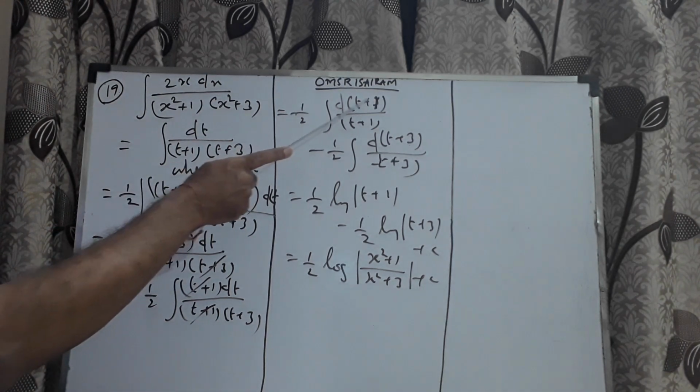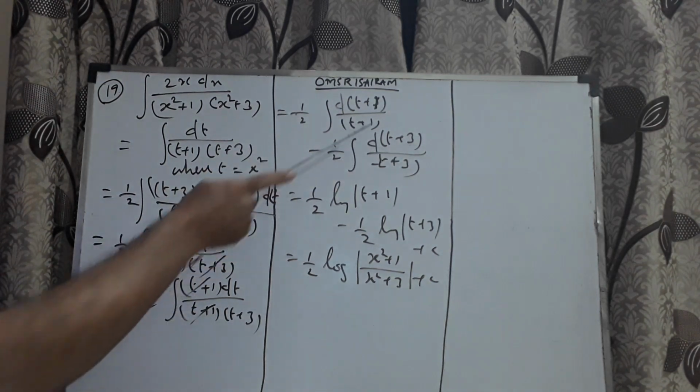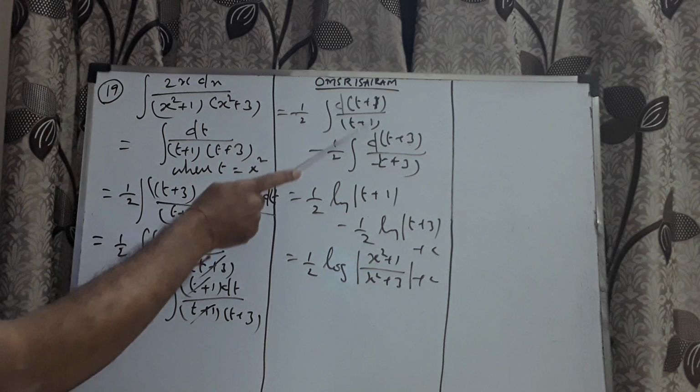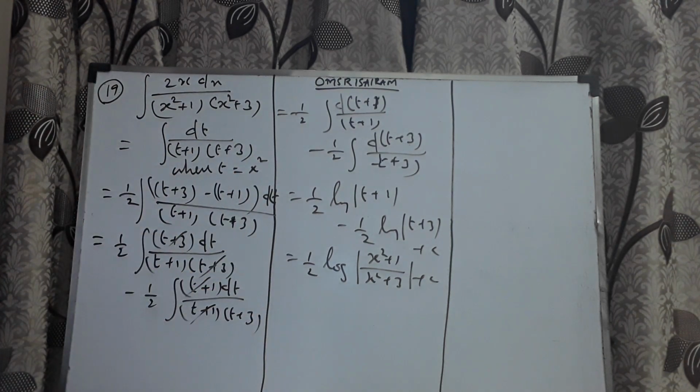I already told you to write d of t plus 1 is dt, d of 1 is 0, d of t plus 3 is dt, d of 3 is 0. So to form d of f of x by f of x, the format is half log mod t plus 1 minus half log mod t plus 3 plus c. You can even avoid modulus here because x square is always positive, x square plus 1 and x square plus 3 will be always positive. Without writing modulus also, it is correct. It is not at all difficult to follow. I'll explain the next problem.